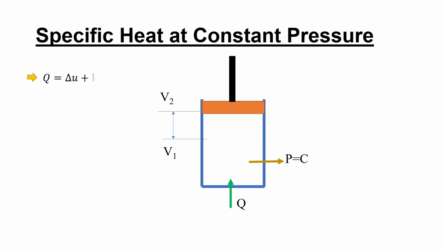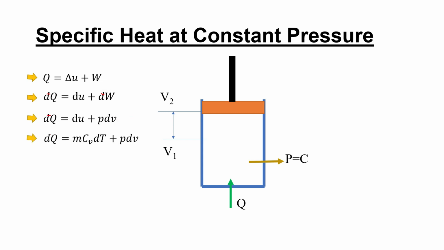Now, again we will use the formula Q is equal to delta U plus W. So that means dQ is equal to dU plus dW. Part of it is used to raise the internal energy dU, and part of it will be used to do the work dW. So dQ is equal to dU plus pdV. So dQ is equal to m Cv dT plus pdV.